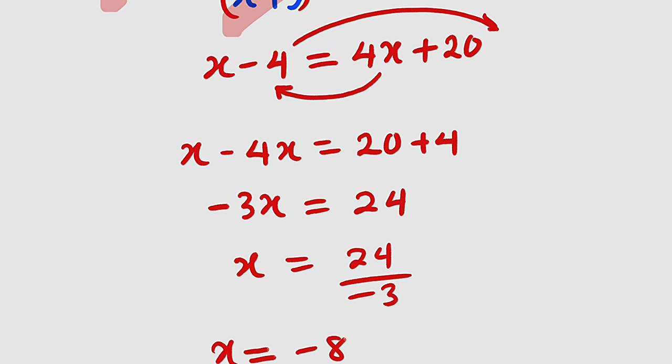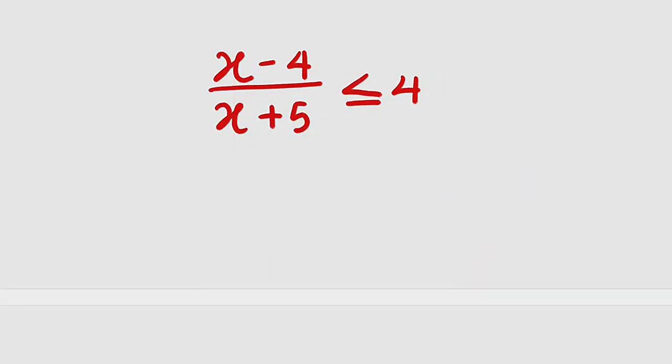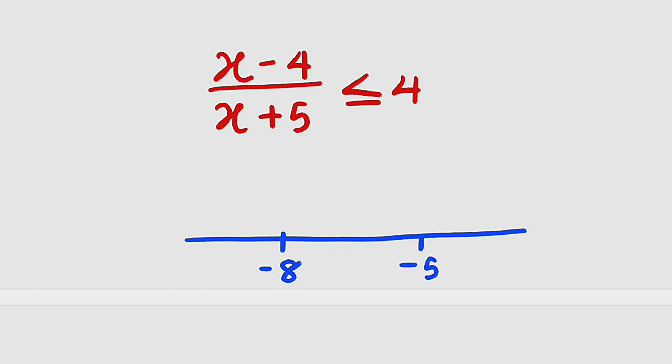So let's test them here, but let me bring back our inequality. Here is the inequality. Then we have our number line. The critical points we have are negative 8 and negative 5. Negative 8 is less than negative 5, so it should be to the left hand side. We have negative 8 here, and we have negative 5 to the other side. Let us test these two values. Already we know that negative 5 cannot satisfy the inequality, because if you substitute it here, the denominator will be equal to 0. So let us make an open circle here.